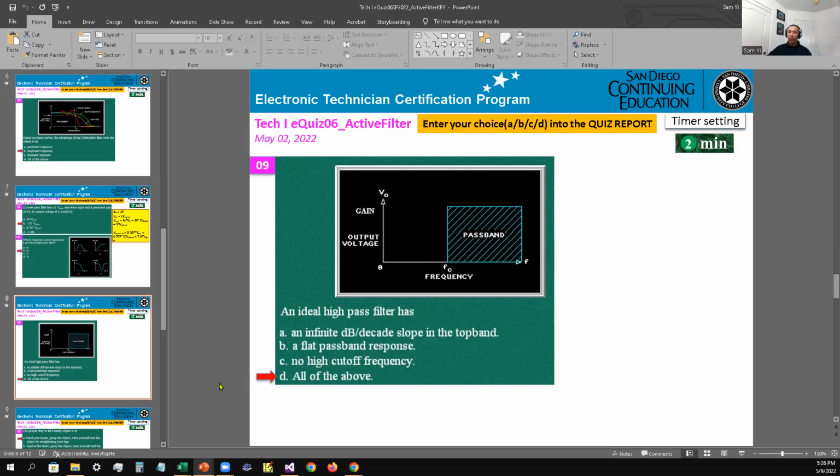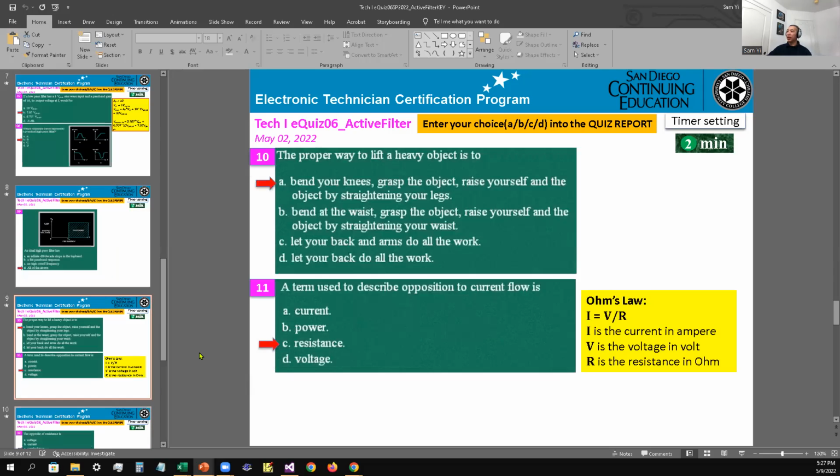Any question on number 9? Okay, number 10. A proper way to lift a heavy object is to bend your knees, grasp the object, raise yourself and the object by straightening your legs. So the answer is A. We don't want to bend our back or bend at our waist, because if anything goes wrong, you're going to throw out your back. So you can use your knees. That's the best idea. So the answer is A as in apple for number 10.